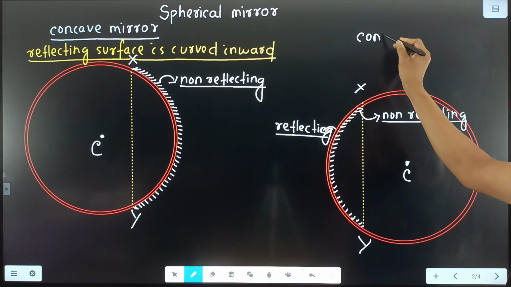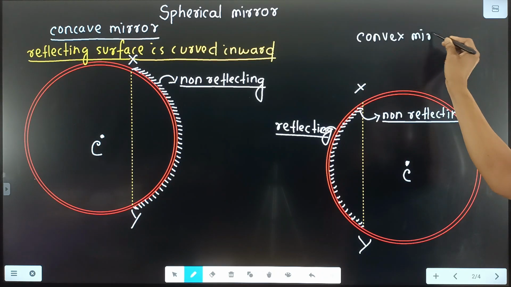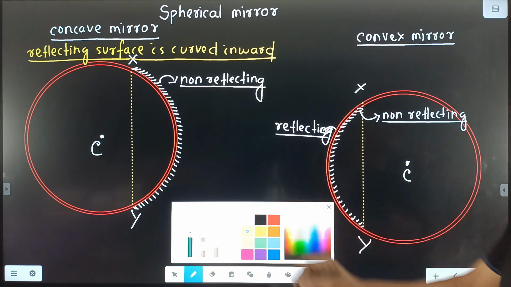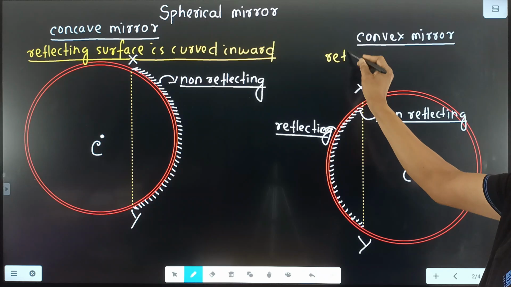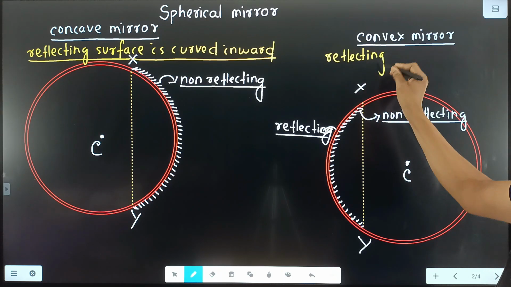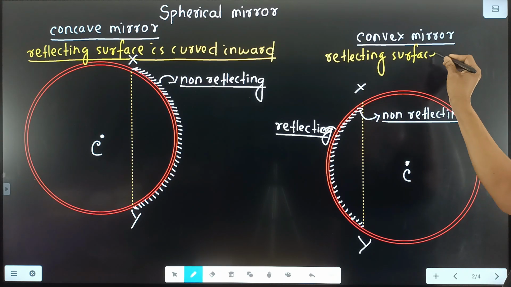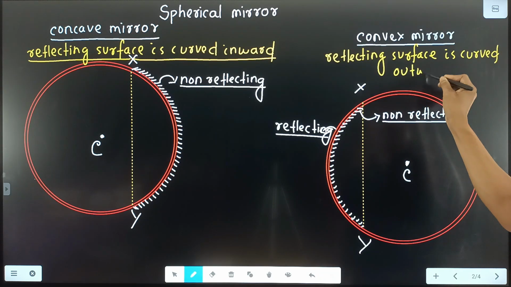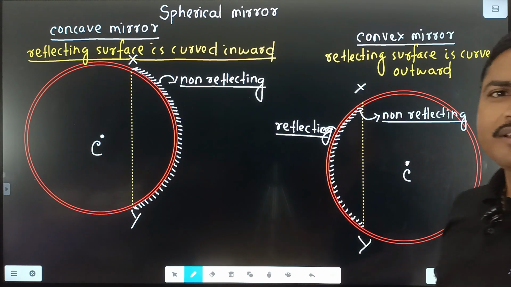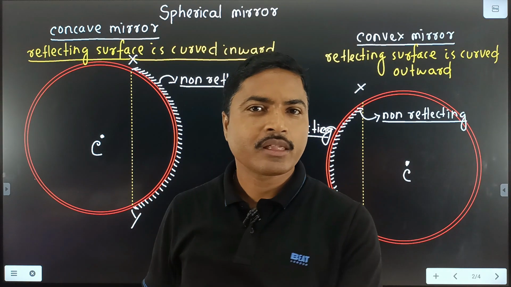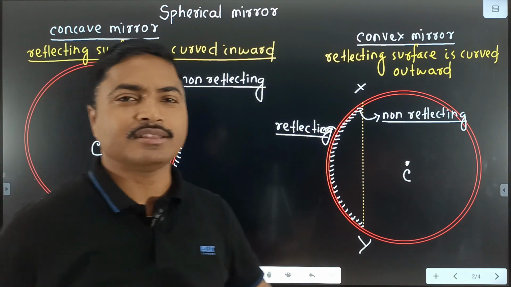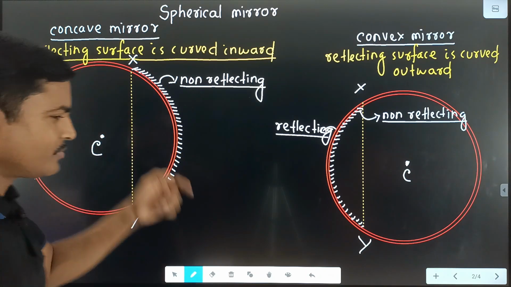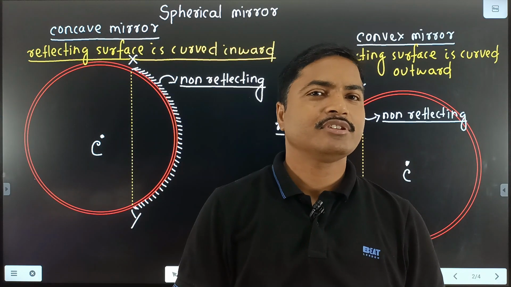We write that as convex spherical mirror. Clear? Here also we write the same thing. Here the reflecting surface is curved outward. Simply, if the reflecting surface is curved outward, or the outer surface is the reflecting surface, that is convex. If the inner surface is the reflecting surface and it is curved inward, that is known as the concave spherical mirror.